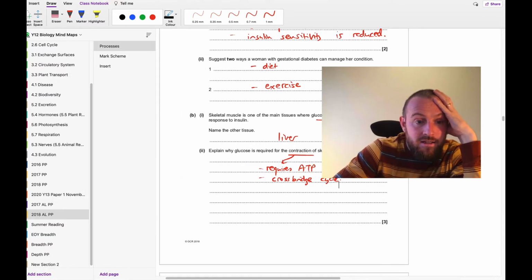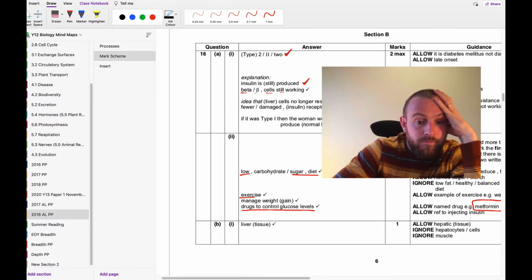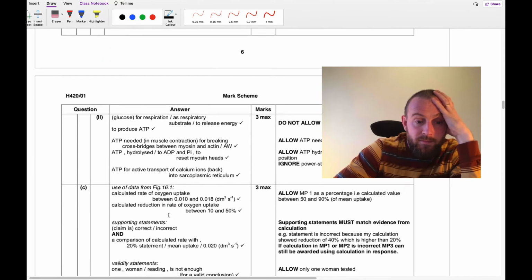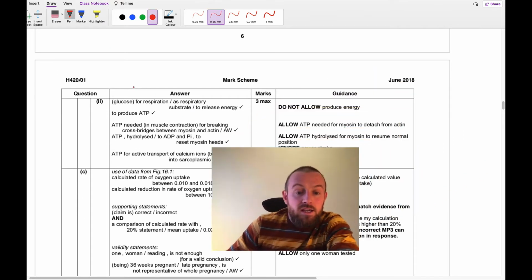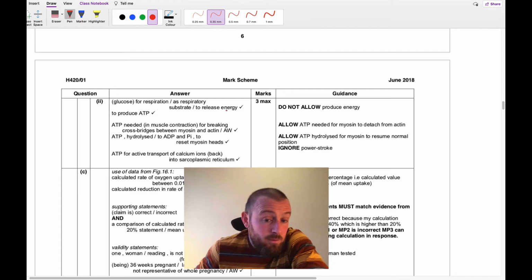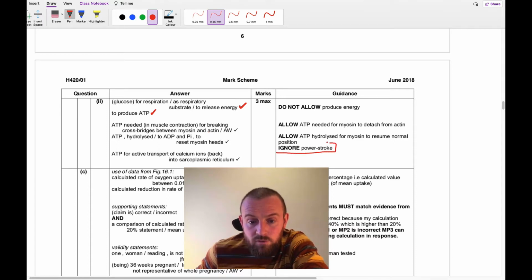Let's look at the mark scheme. Okay, so glucose is used for respiration. Yes, that's the obvious mark. To produce ATP, another mark. And then we needed to say this ATP is needed in the cross-bridge cycle. Now, I don't even know if I would have actually got that, because it says ignore power stroke actually. So I'm not sure if I would have got that third mark.